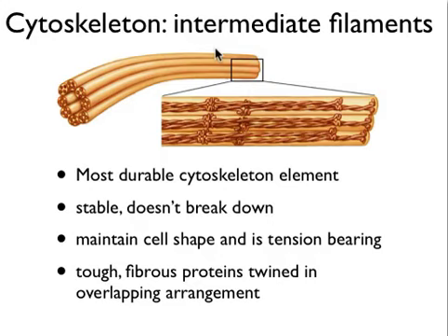The intermediate filaments are the most durable cytoskeleton element. They're quite stable, so they don't break down. They maintain the cell shape, and they bear tension. They are tough, fibrous proteins twined in an overlapping arrangement, as we can see.